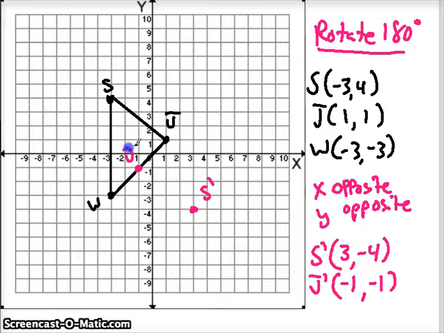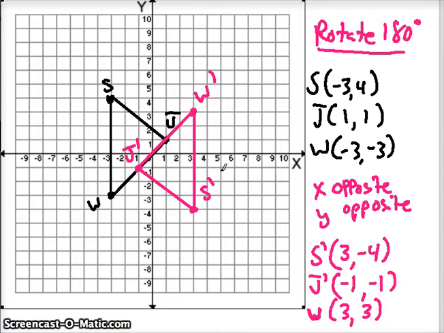Right there, that's J rotated. Last one, W, is the opposite of -3, so +3, and +3 again. So 3, 3 is W rotated. Connect our points, and hopefully you see that shape rotated 180 degrees, so it's flipped all the way upside down basically. So the S went from the top to the bottom, W went from left bottom to top right, and J went from the right to the left.